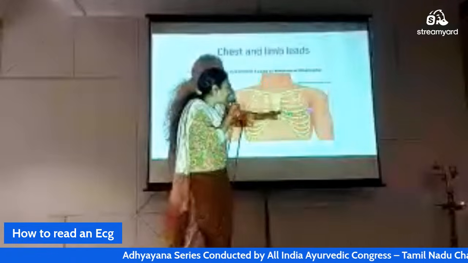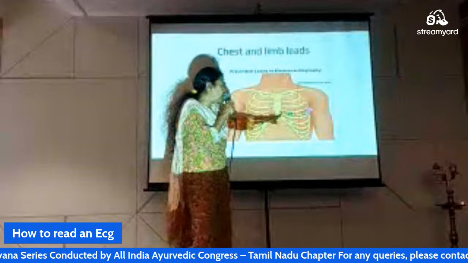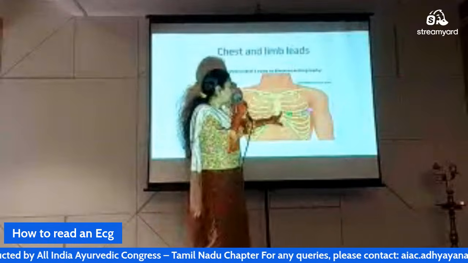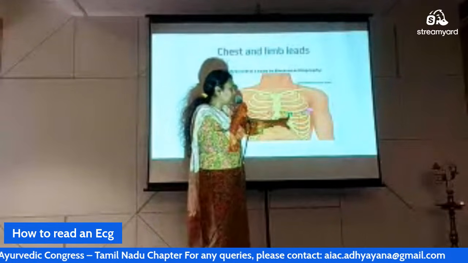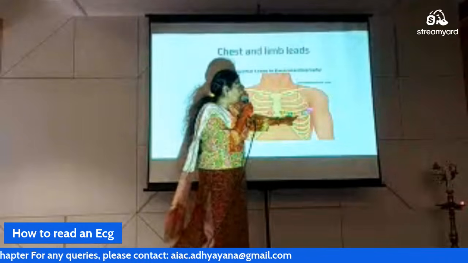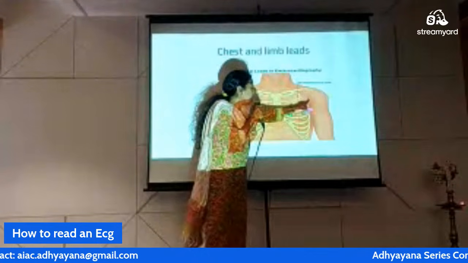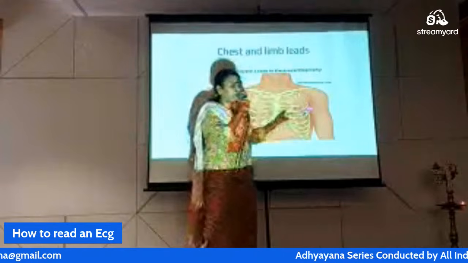Next, on the left side of the sternum, in the fourth intercostal space, you have to keep V2. Between V2 and V4, you have to keep the V3 electrode. V4 is the mid-clavicular line in the fourth intercostal space. And V5 and V6 are on the axillary line, anterior and mid axillary line. You have to place the electrodes there.